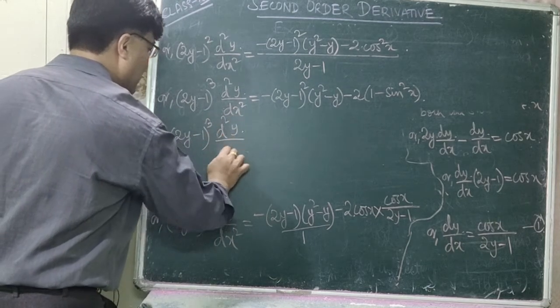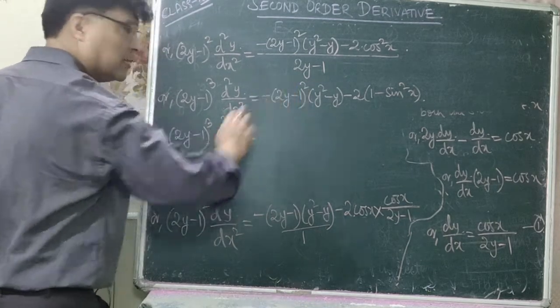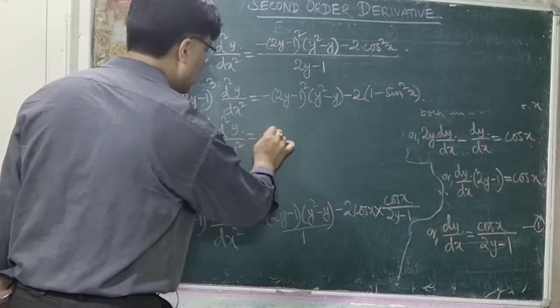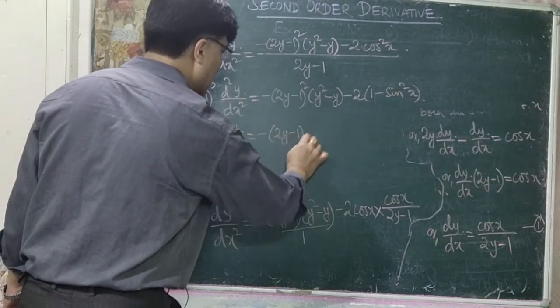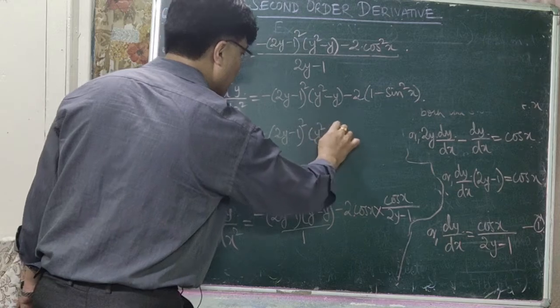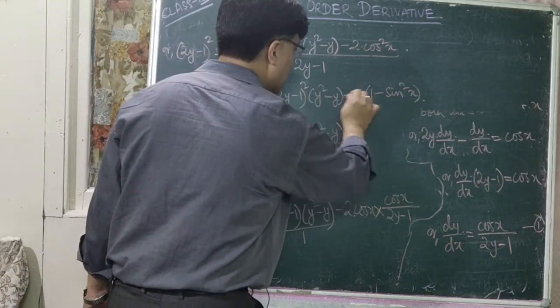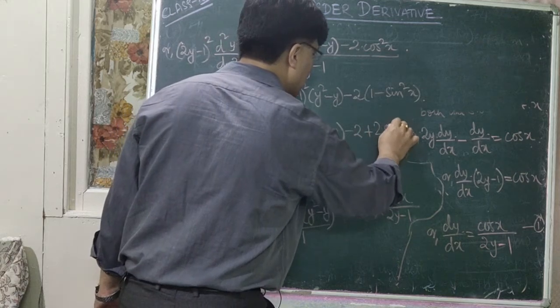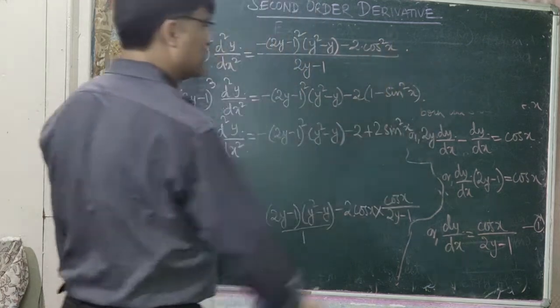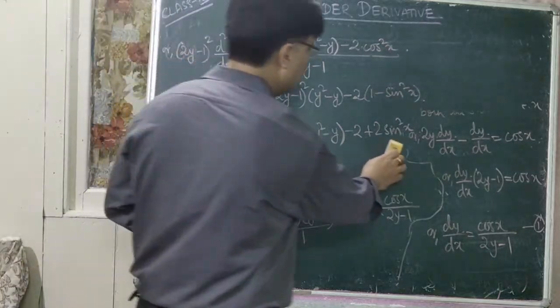This is d2y by dx square. Let us simplify this right hand side. Minus (2y minus 1) whole square into (y square minus y). Next, multiply by minus 2 here. Minus 2, minus into minus plus. This is your 2 sin square x. Understood now?